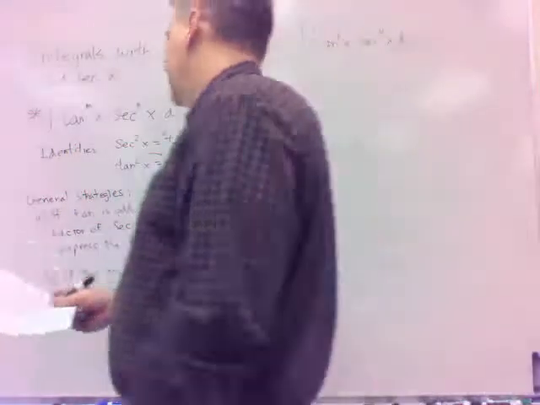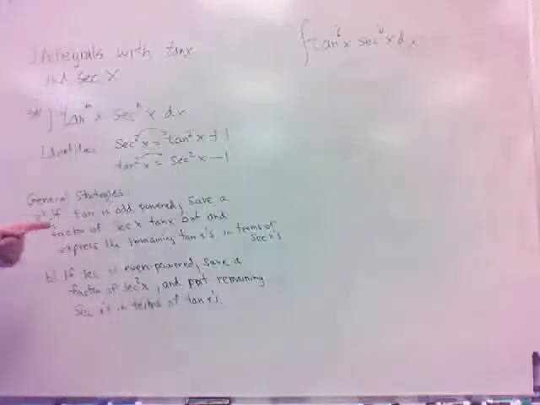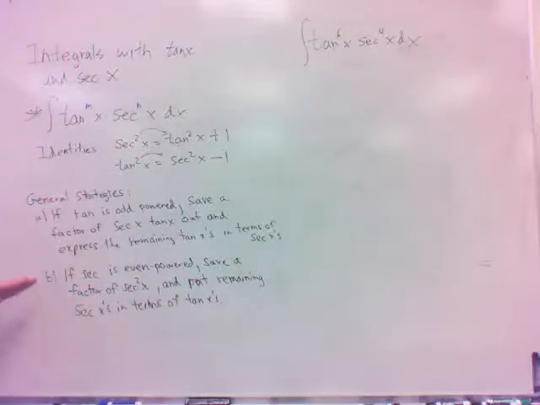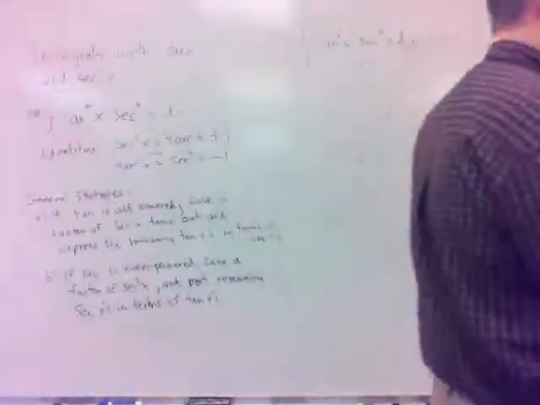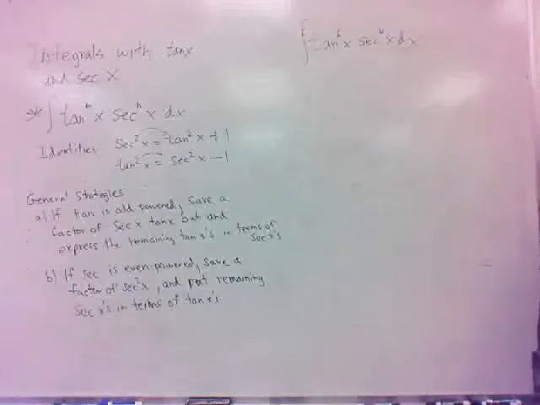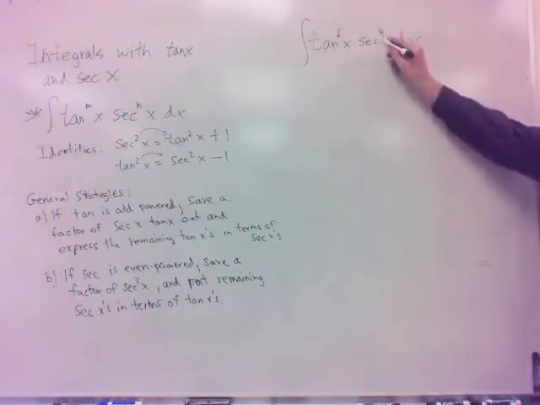Okay, so on our strategies, we either have to have an odd power tangent or an even powered secant, or these strategies do us no good. If you have something different, you have to go some other route, and it gets complicated, as you might guess, because it's already complicated enough with this. But the good news is here, we do have one of those two laid out for us, right? We've got an even-powered secant.